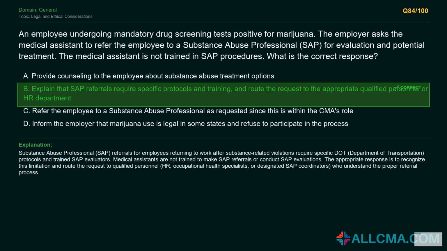The correct answer is B. Substance Abuse Professional, SAP, referrals for employees returning to work after substance-related violations require specific DOT, Department of Transportation, protocols and trained SAP evaluators. Medical assistants are not trained to make SAP referrals or conduct SAP evaluations. The appropriate response is to recognize this limitation and route the request to qualified personnel: HR, occupational health specialists, or designated SAP coordinators who understand the proper referral process.